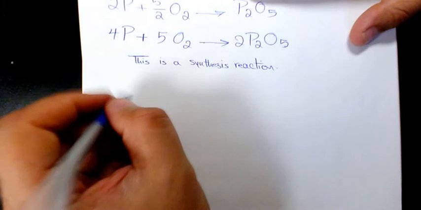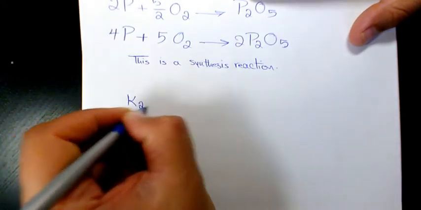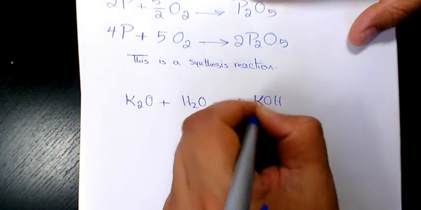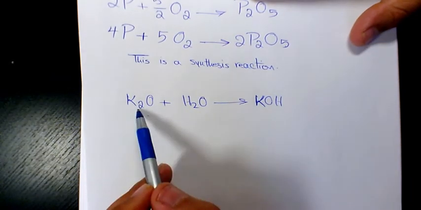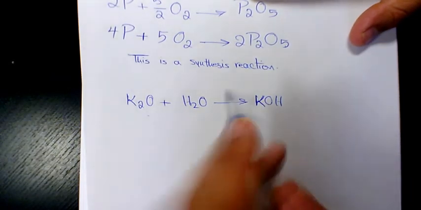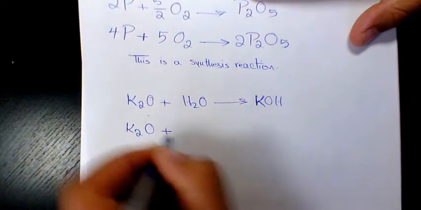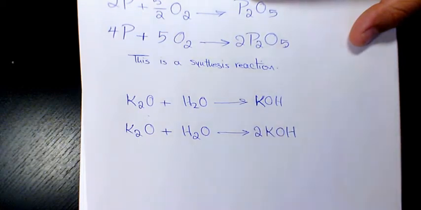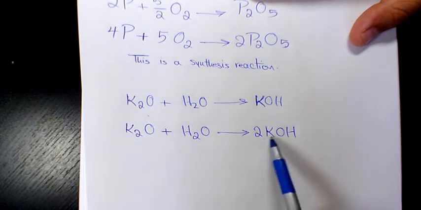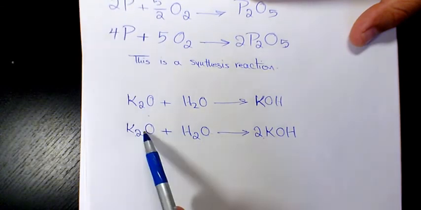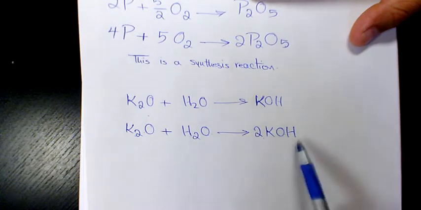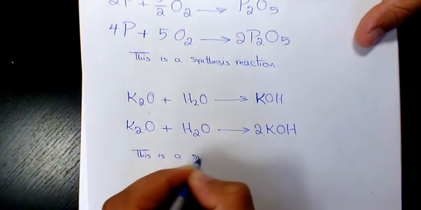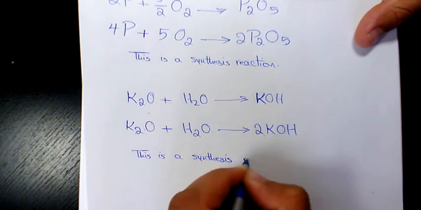Next one. K2O plus H2O is going to give us KOH. So we have 2 potassium atoms and 1 potassium atom in the product side. So I'm going to say K2O plus H2O is going to give us 2 KOH so far. Now we have 2 potassium atoms on both sides, oxygen 1 and 1, and 2 hydrogen and 2 hydrogen. This is already balanced. This is a synthesis reaction.